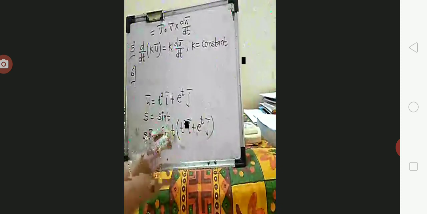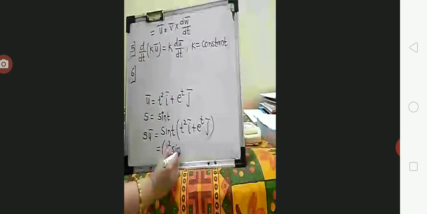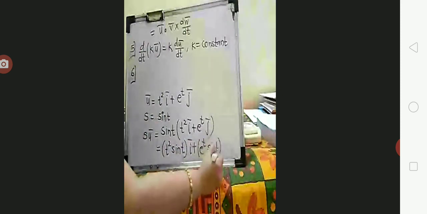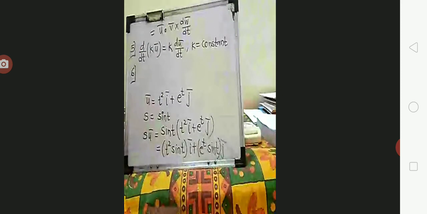So what I do is I just multiply to each component. So we can write t square sin t times i bar plus e raised to t times sin t times k bar. This way we can write it down.